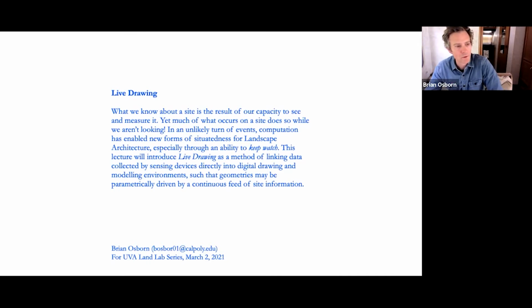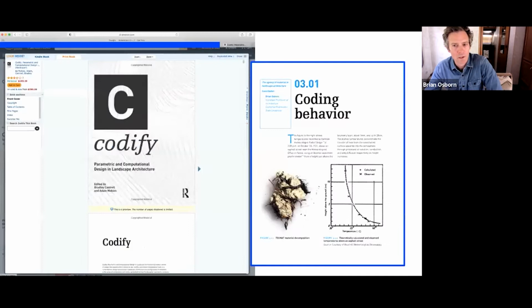So also, some of what I'll talk about today, you can also find, as Matthew mentioned, in Codify, this collection that Brad Cantrell put together. If you're familiar with that, I apologize a little. I won't be verbatim to it, but certainly some of it is there. And if you have any interest, you could find it there.